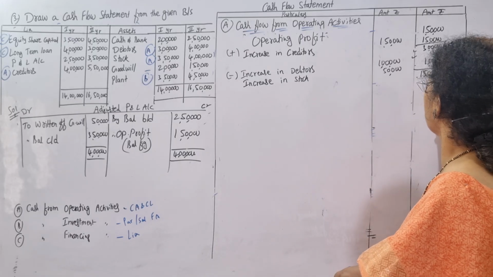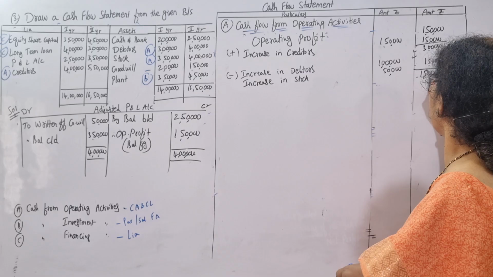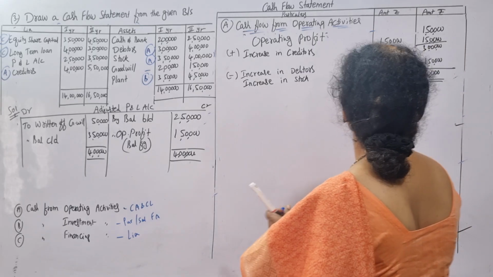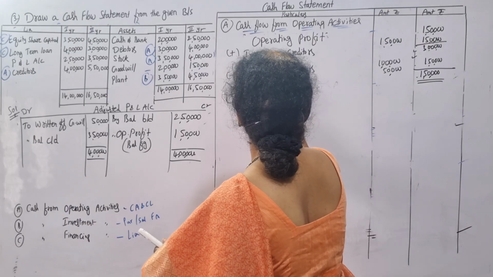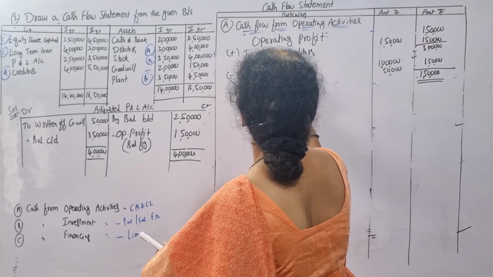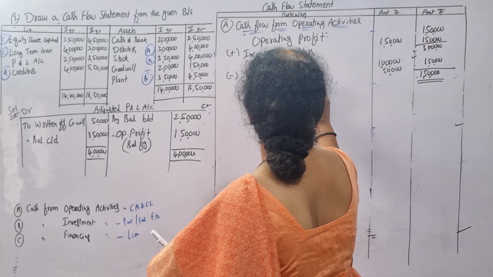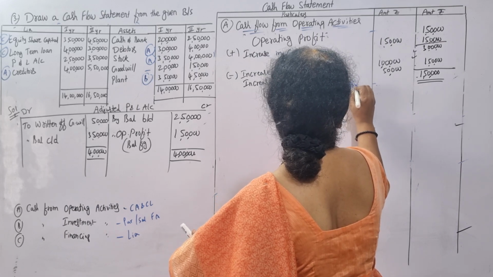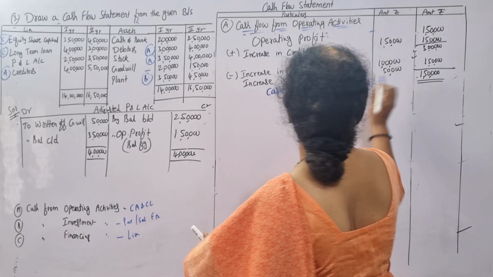1,50,000 is what? Cash flow from operating activities. So this is cash flow from operating activities. This is over.